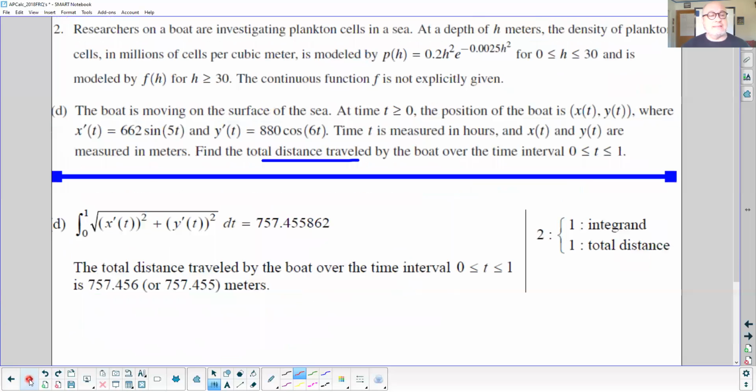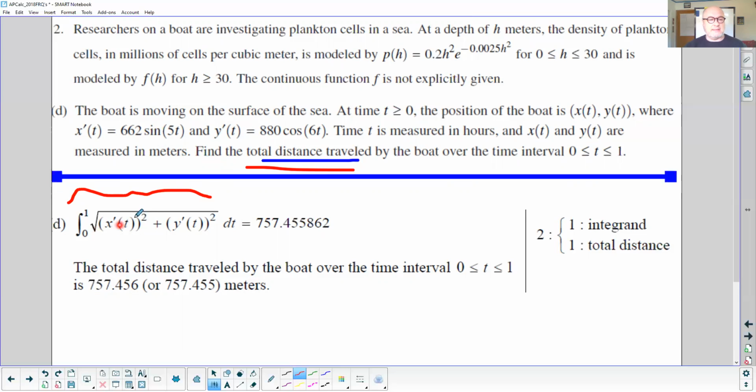All right, and then part D. This is not a testable item on the 2020 exam, but it's still a really good question, something we should practice. Now it completely changes gears and talks about a boat moving on the surface of the water. Nothing above this plankton stuff is relevant. At time t greater than 0, the position of the boat is this parametric or vector equation. x prime of t is this, y prime of t is this, t is measured in hours, these are measured in meters. Find the total distance. Hopefully you remember your total distance formula, which should be memorized, but for the 2020 exam, since it's parametric vector, it's not going to be on there, but it's just a simple integral problem.